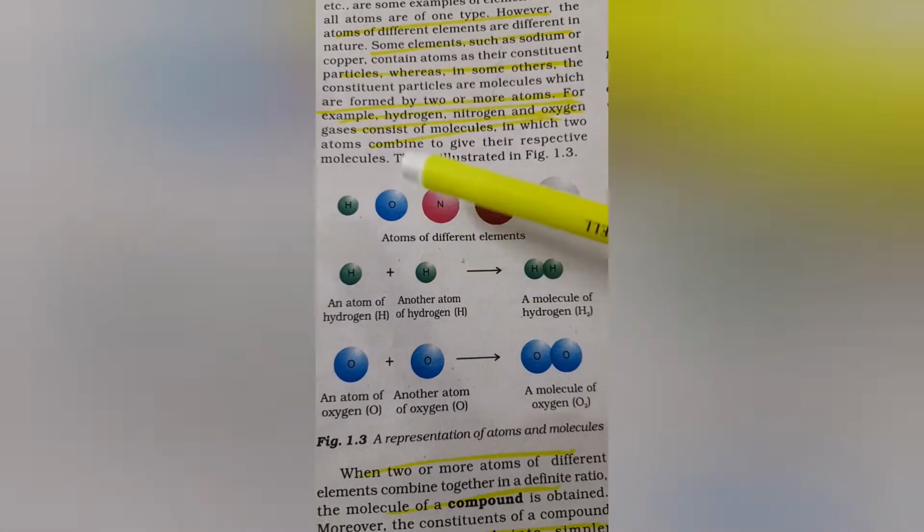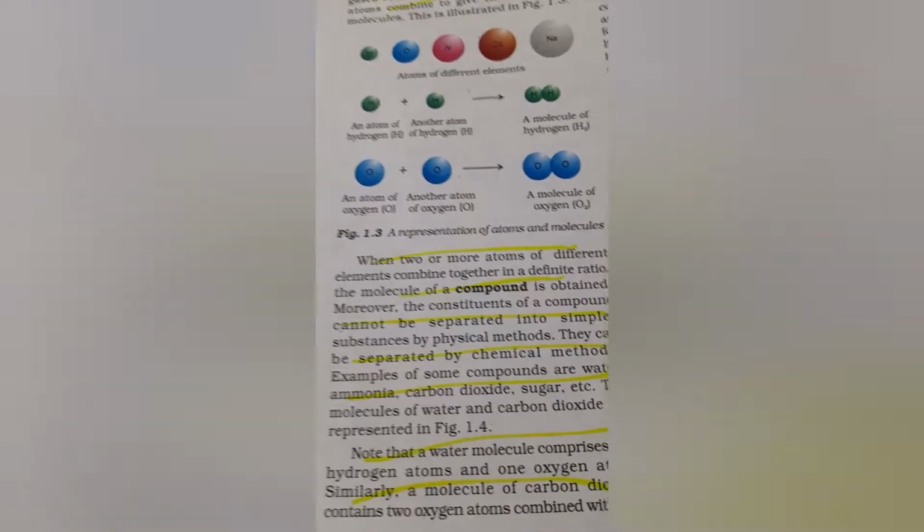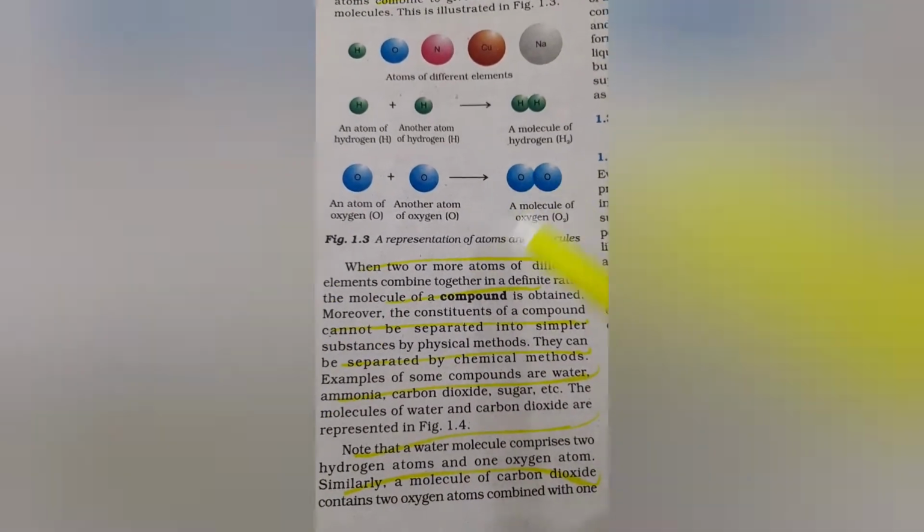See, atoms of different elements: carbon, hydrogen, oxygen, nitrogen, copper, sodium, and so on. These are atoms of different elements. These are atoms of the same element. One atom of hydrogen will combine with another atom to form a molecule of hydrogen. See, one atom of oxygen combines with another atom of oxygen to give you oxygen molecules. Okay. So now you understand the difference between atoms and molecules.